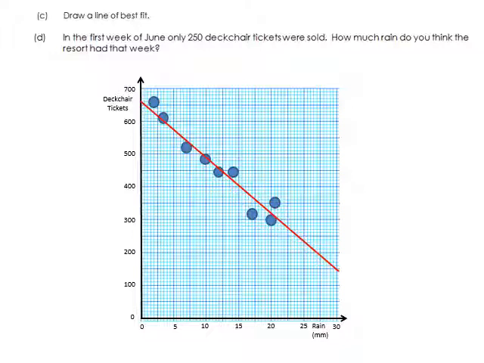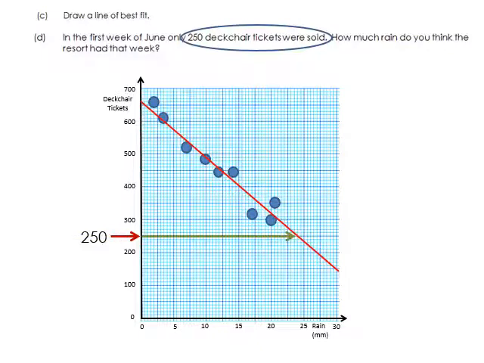So looking at 250 deck chair tickets were sold, we can start off on the y-axis, read across, hit your line of best fit, and then read off down there. So it comes out as 24 millimeters of rain. Always be careful with your scales.